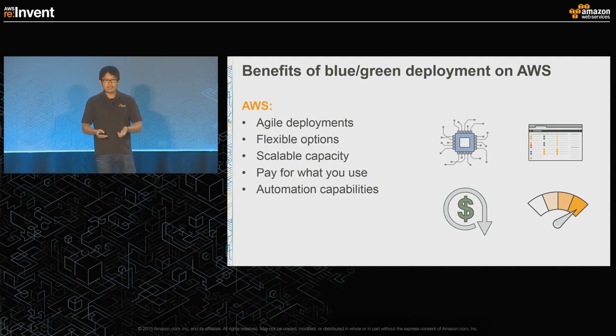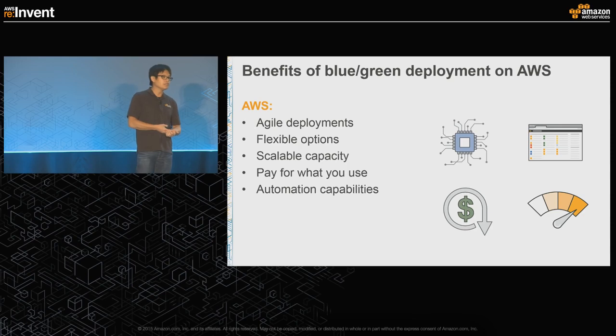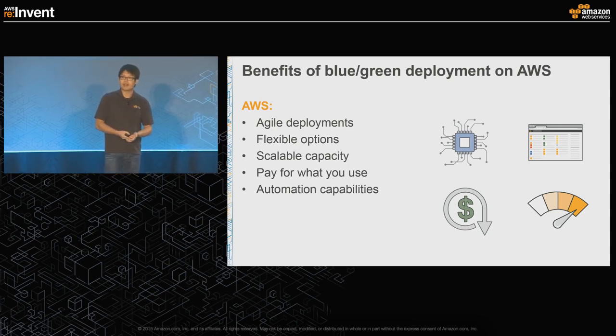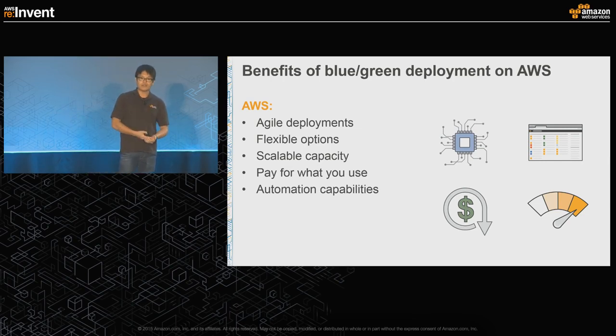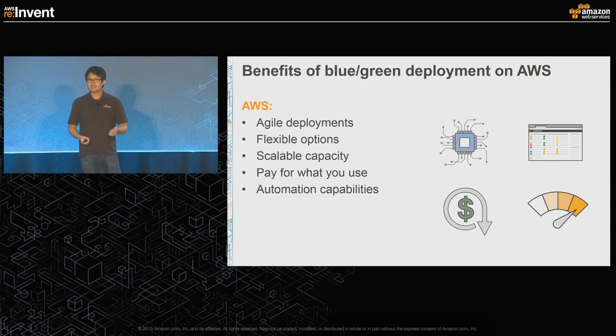So it is possible to do blue-green in traditional on-prem environments, but there's a lot of heavy lifting, a lot of capital expense, and there's a lot of capacity planning to really do it well. And with AWS, you have a breadth of services, you've got a utility-based billing model that allows you to move fast and cost-effectively implement blue-green patterns at scale.